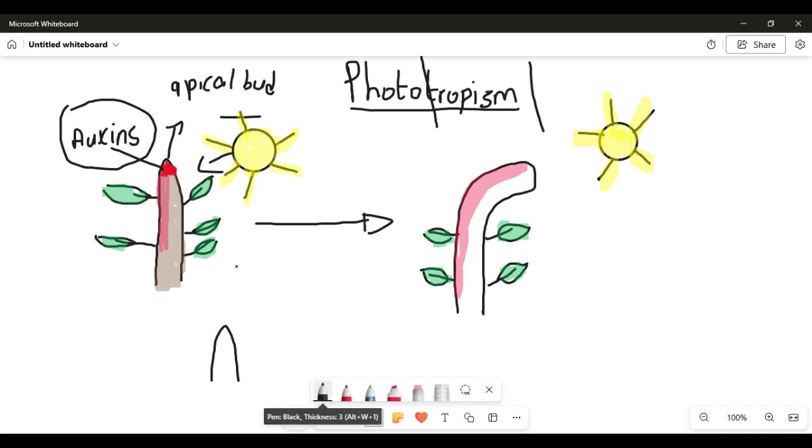Okay, so let's say now the stem is exposed to light from all sides. So it's receiving light from all sides, hitting the stem. And remember, auxins are produced here at the tip, the place we call an apical bud. So it means that the auxins will be distributed evenly going down, influencing the stem to grow upwards. So the stem will grow evenly upwards.